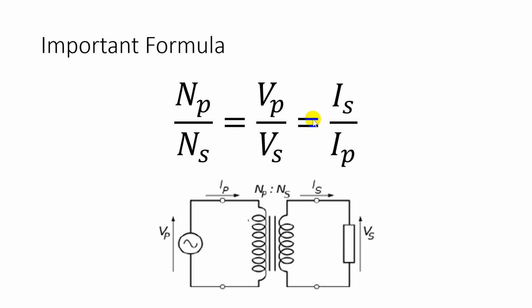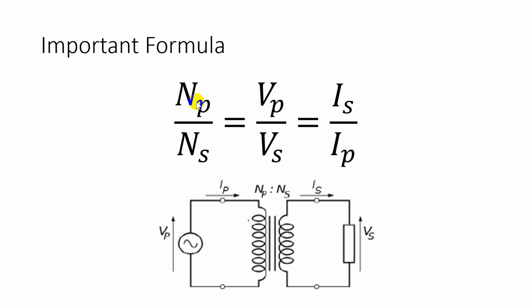Make sure that your primary side is usually the source and the secondary is the load. Lastly, IS is the secondary current and IP is the primary current. If you can see here, NP and NS are at the same location: NP, VP, NS, VS. But for current, you have to flip it: VP, IS, VS, IP. So be careful when you write the formula.